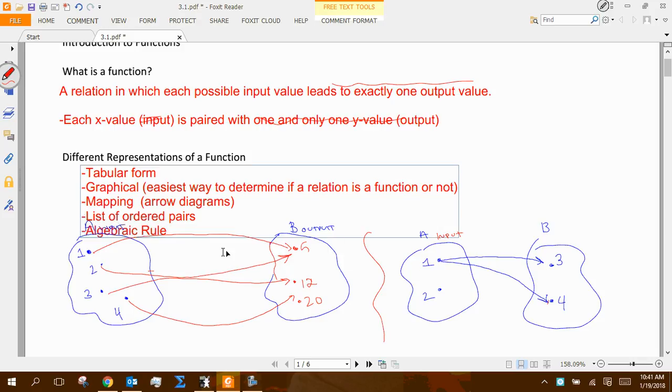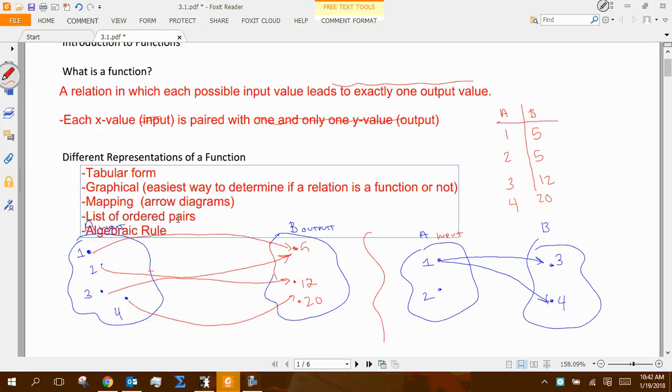I could take this information that we have for this mapping and put it in a table, and I could say my set A and my set B, or my inputs and my outputs. I have 1, 2, 3, and 4 as my inputs, and 1 is paired with 5 as an output. We have 2 paired with 5 as an output. 3 goes to 12, and 4 goes to 20. Okay, so that would be the tabular form.